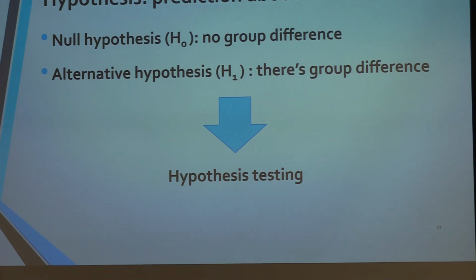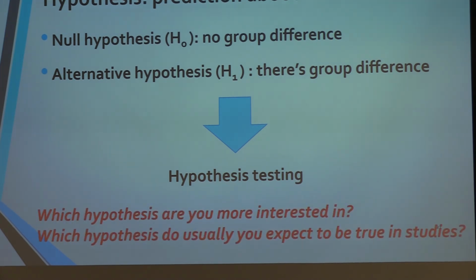Now I want to ask you this question. Which hypothesis are you more interested in? Which hypothesis do you usually expect to be true in studies? Null hypothesis or alternative hypothesis? Usually, I think we are more interested in the alternative hypothesis being true, right? Because we would like to prove that our method is more efficient than the other method, right? So in our study, we always try to look for an alternative hypothesis. We would like to accept the alternative hypothesis and reject the null hypothesis, right?